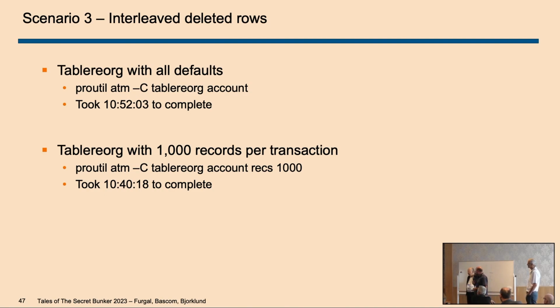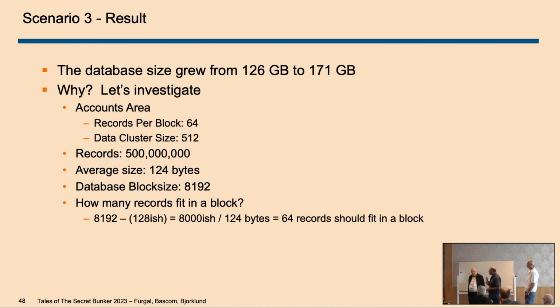Right. So then I thought, well, the default is 100 records per transaction, and I'm getting a bazillion lines out to an output file. Maybe the output file is causing this to have a problem, or just writing to the screen. So I changed the transaction scope to be 1,000 records, and it saved a little bit of time, but not as much as I thought. So we went from 10 hours, 52 minutes to 10 hours, 40 minutes to complete. The database size grew, as we had talked earlier. It was going to grow. It grew from 126 gigabytes to 171.